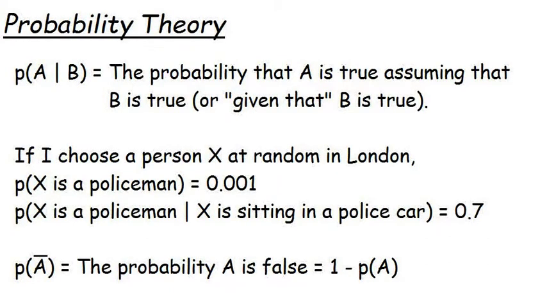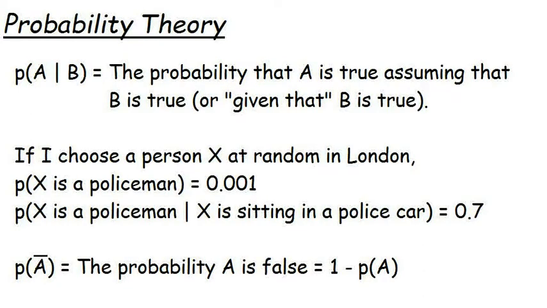For instance, if I picked a person at random from the population of London, the probability that I would have chosen a policeman is very low. However, if I restricted myself only to picking someone who happened to be sitting in the police car at the time, then that probability is considerably higher. The second probability is the probability that the person is a policeman given that he's sitting in a police car.